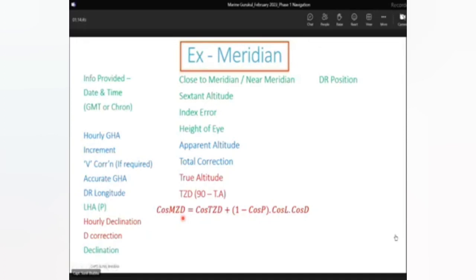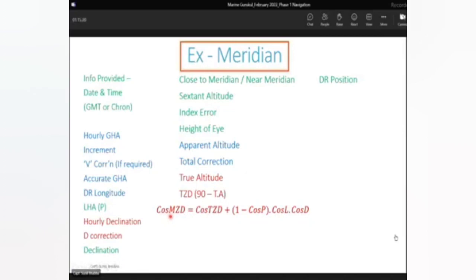So in case a Merpass sight was missed, the only other option available to us to get the MZD, see, the Merpass sight gave us the MZD, meridional zenith distance. Then this MZD was combined with declination to get the observed latitude. So we wanted a way to get the meridional zenith distance in case the Merpass sight was missed, and this is why the ex-meridian method was used.